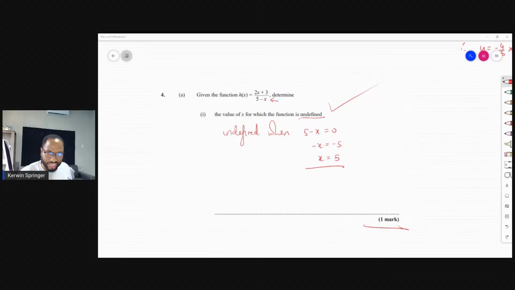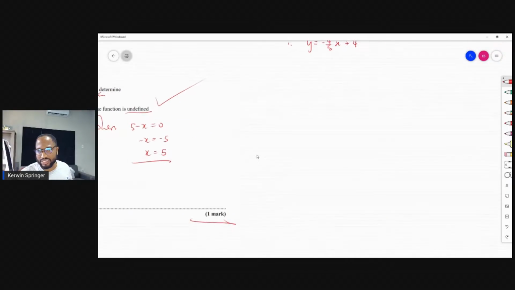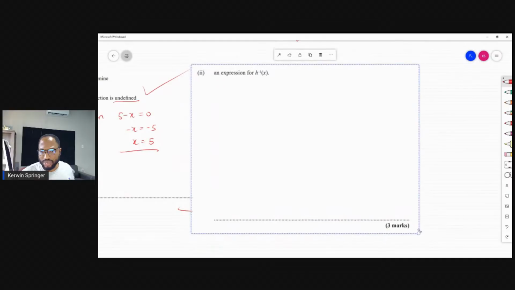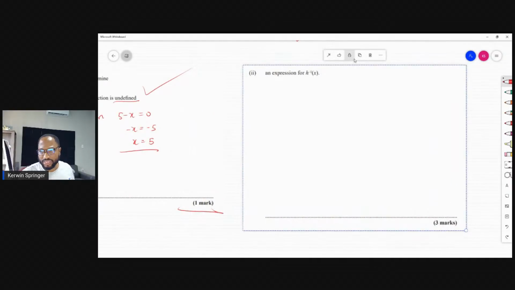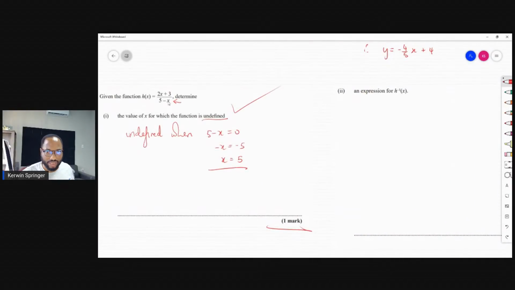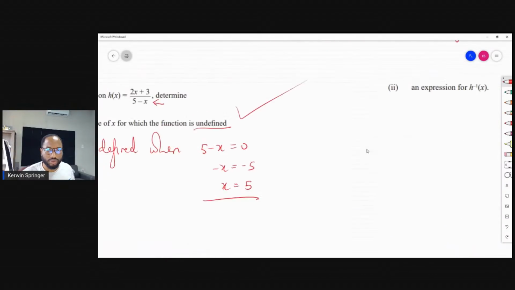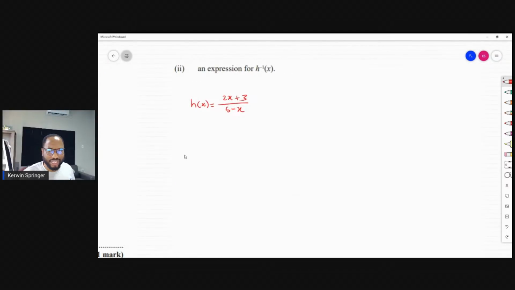The next part was to find the inverse. Now this is the hardest inverse you could get for CXC, finding the inverse of these kinds of functions. The reason being that you have two x's here, x there and x there, and that causes a little problem for people. So h of x is equal to 2x plus 3 over 5 minus x. This was January 2019 or something.